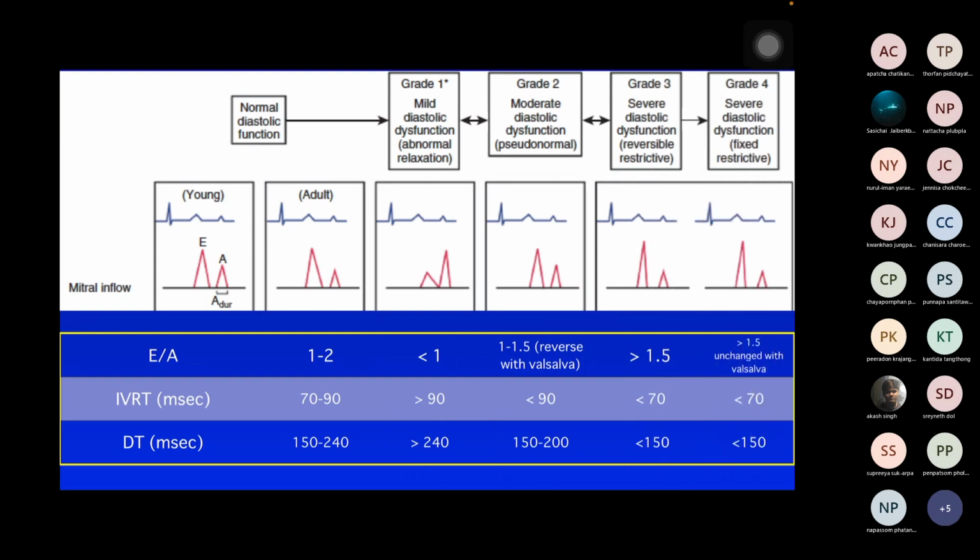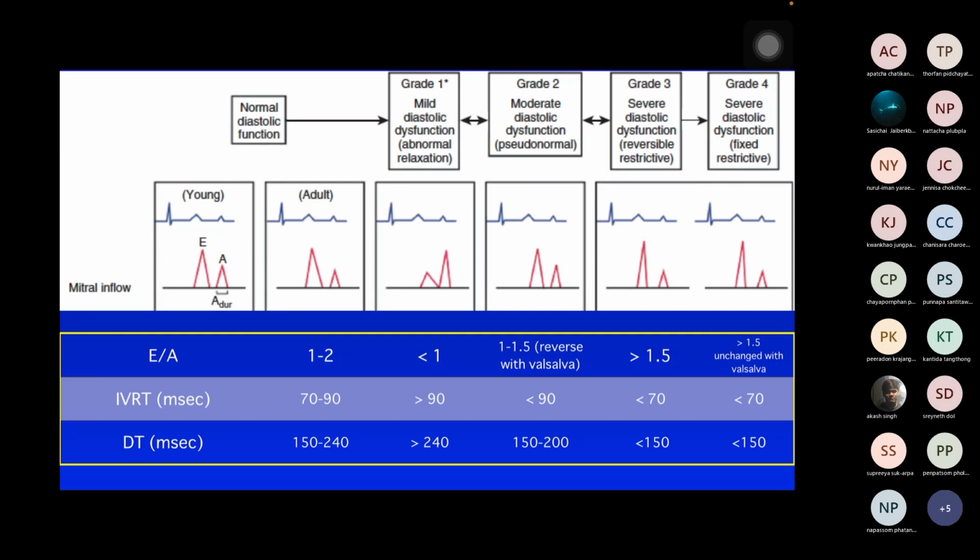Okay, let's come back again. This again is for the diastolic dysfunction, grade 1, grade 2, grade 3, and grade 4. Grade 3 and grade 4 are called the restrictive pattern. It's high LV filling pressure, high LA pressure. You see the E/A ratio is over 1.5, with short IVRT and short DT.